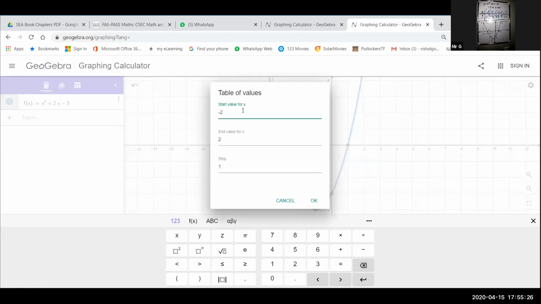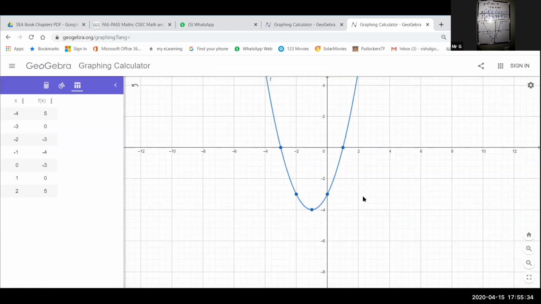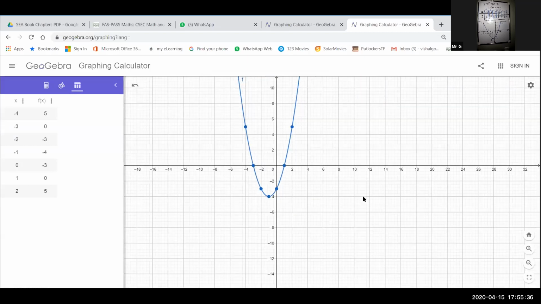The start value, they told us between -4 and 2. So -4, and the end value was 2, and you just press OK. And you could obviously zoom out, and this is what your graph would look like. So when you are doing it at home, as practice, you can check your graph to make sure it is correct. Okay? I will send you all the link for this graphing calculator, but of course I'll send it after class.